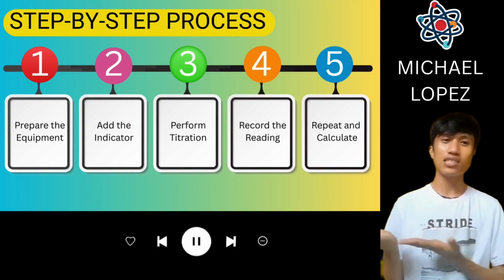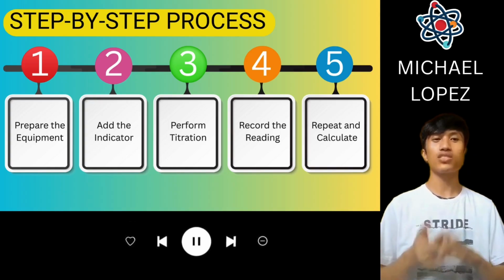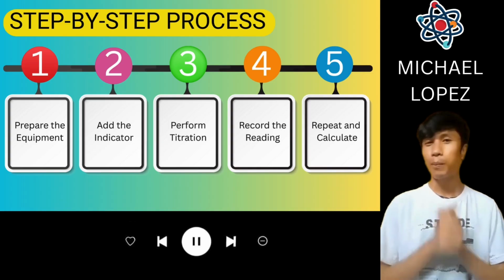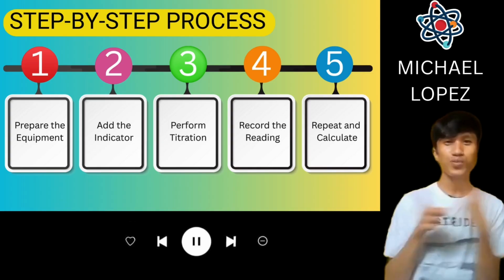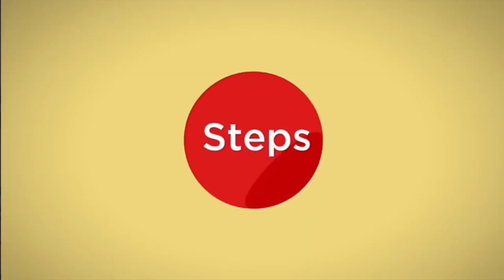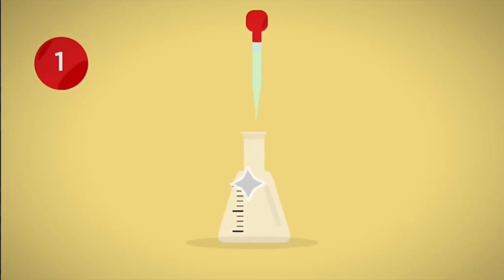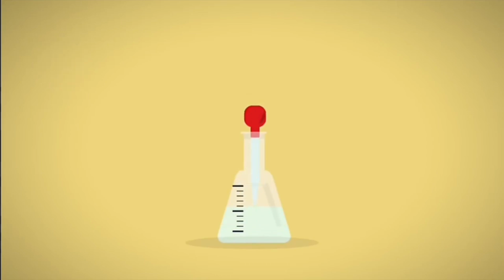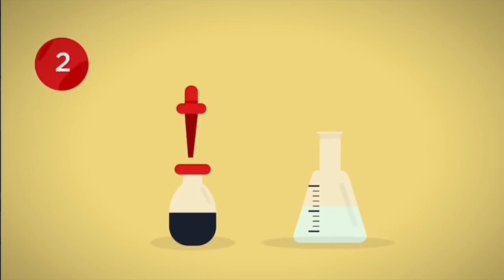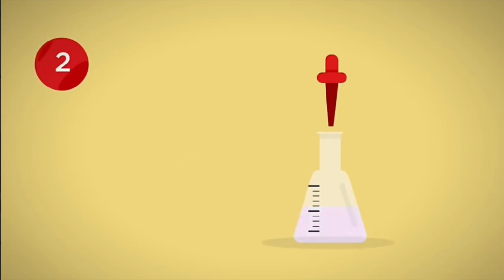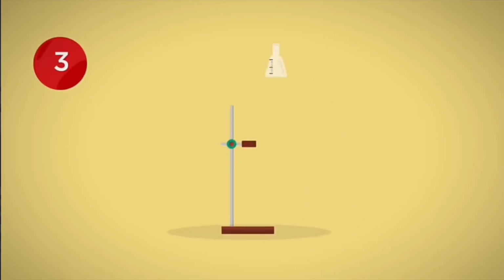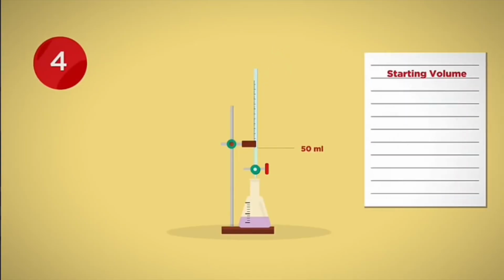Here is the sample video on how to perform the titration in very simple ways. Please watch the video and follow these steps. 1. Using the pipette, add a set volume of the unknown solution to a clean conical flask. 2. You may also need to add a few drops of indicator. 3. Fill the burette with a known solution. 4. Record the starting volume on the burette.